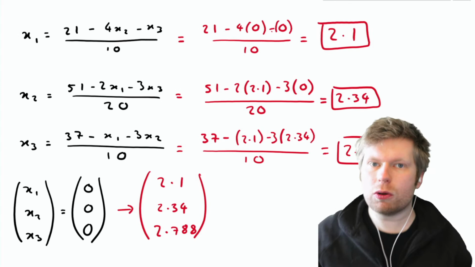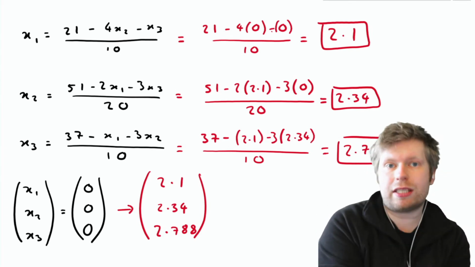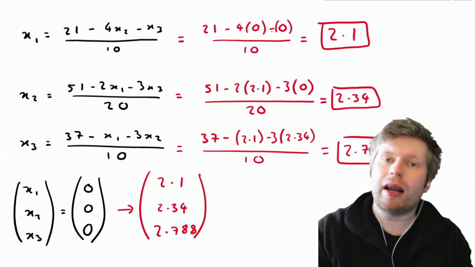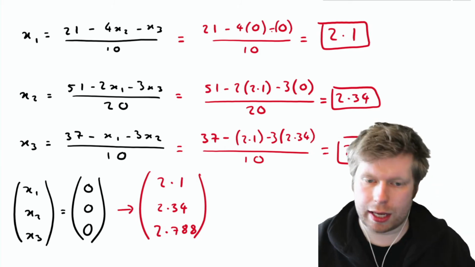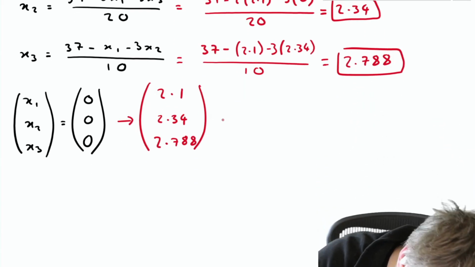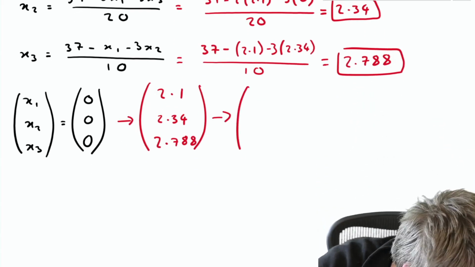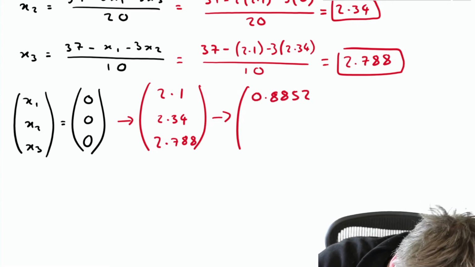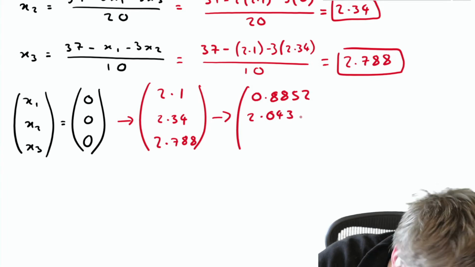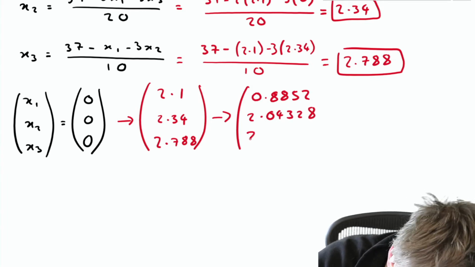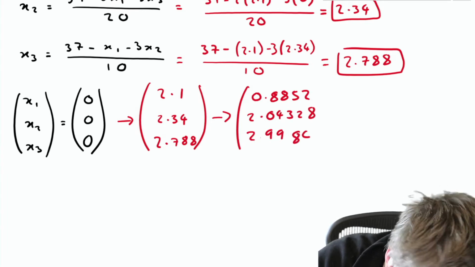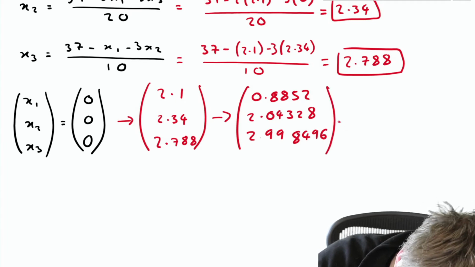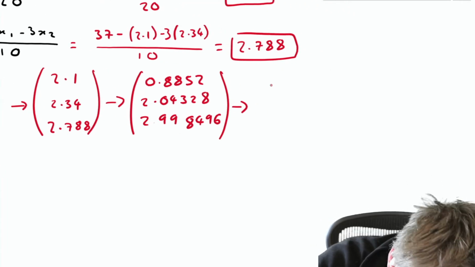So every single time I'm using the most recent or most up-to-date value which I have for either x1, x2 and x3. Okay. So in fact, if I do this again, I find that the next step comes out as 0.8852 for x1, 2.04328 for x2, and 2.998496 for x3.